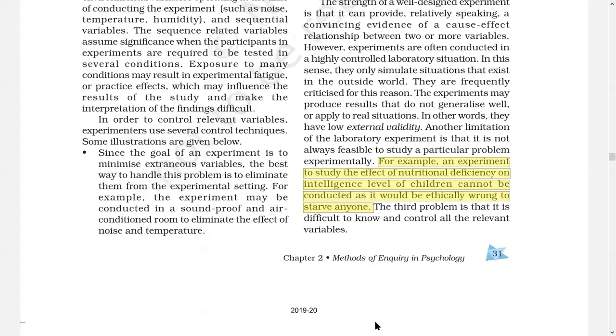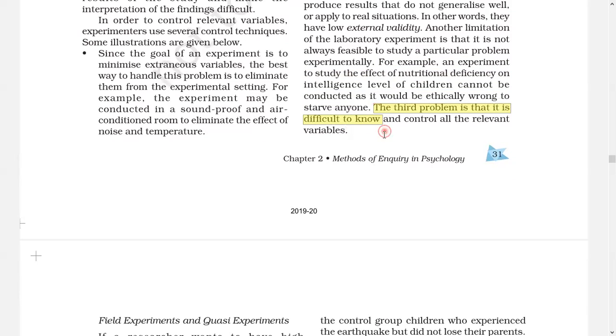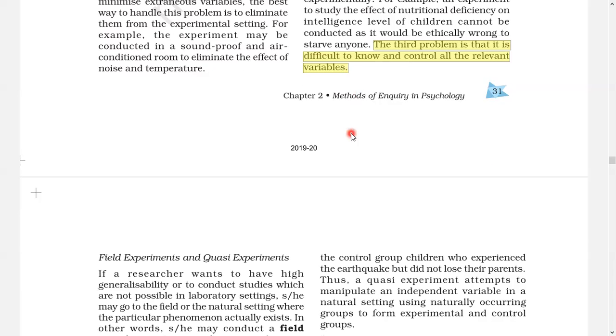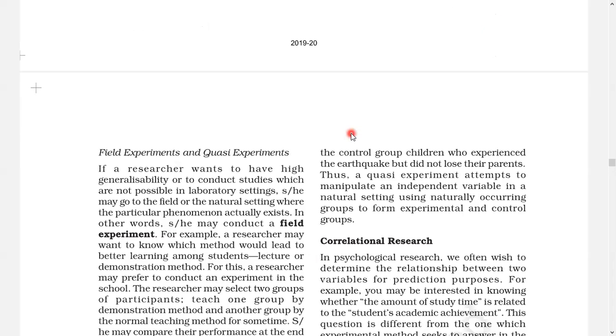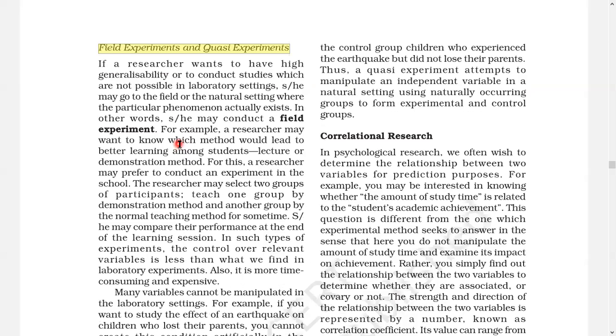The third problem is that it is difficult to know and control the relevant variables, and even in the other conditions, it is also difficult. So in that way, they will use field and quasi experiments. Field and quasi experiments: if a researcher wants to have high generalizability or to conduct studies which are not possible in laboratory settings, there are three conditions: laboratory, field experiments, and quasi experiments.